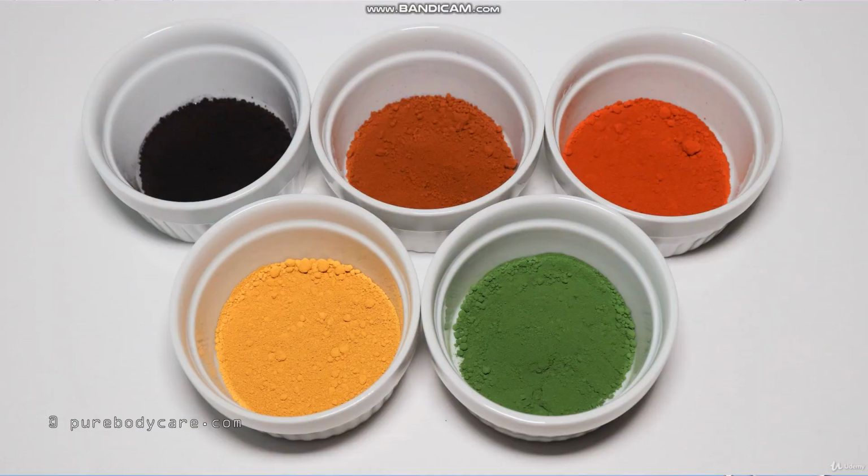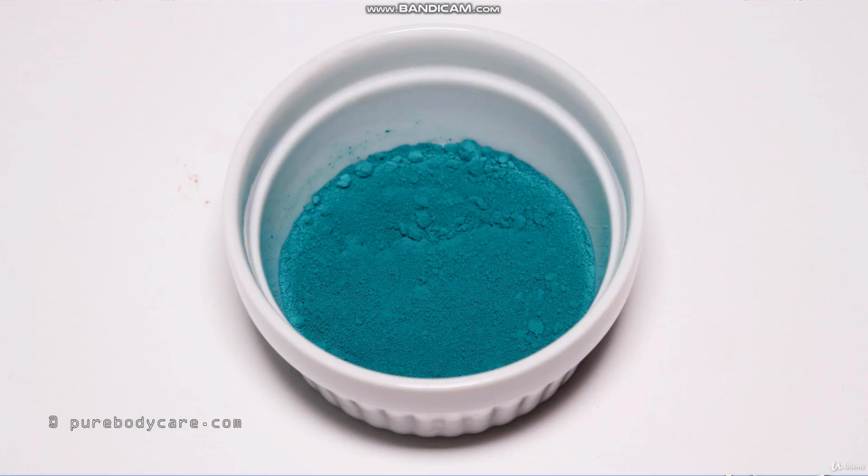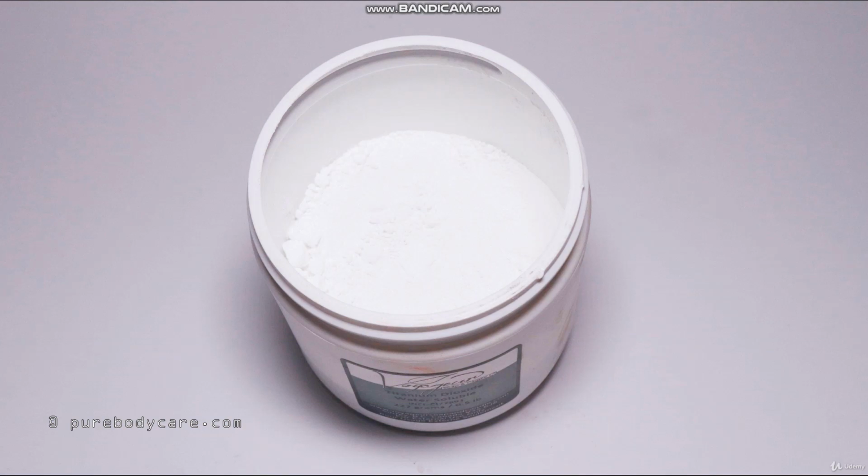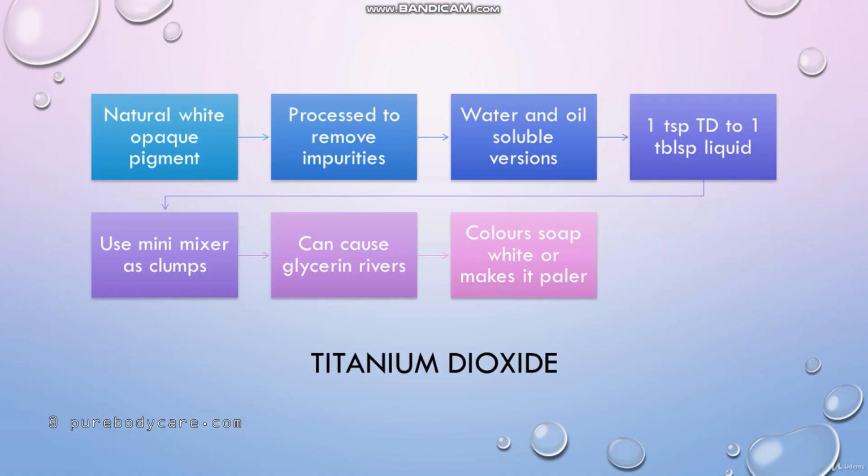Oxides come in yellow, red, orange, brown, black, chromium green, and hydrated chromium oxide, which is a teal color. They are not light sensitive, so they don't fade. They're not affected by the pH of your soap, and so they don't morph. Red oxide usually colors the lather of the soap. Titanium dioxide is a natural white, opaque pigment. It is a mineral which is processed to remove impurities. It comes in both water and oil soluble versions. Use 1 teaspoon of the powder to 1 tablespoon of liquid, and use a mini mixer to mix it as it clumps easily.